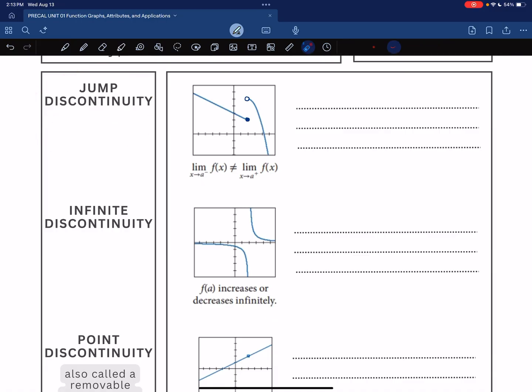A jump discontinuity happens here when our left-hand limit, see our left-hand limit. Do you see how, if I do this like in a little dashed line, if I'm traveling from the left, I'm approaching a height of 2? The limit coming from the left looks like 2. And if I'm traveling on my graph from the right side of the screen, it looks like I'm approaching a height of 1, 2, 3, 4, 5. And 2 is not equal to 5.